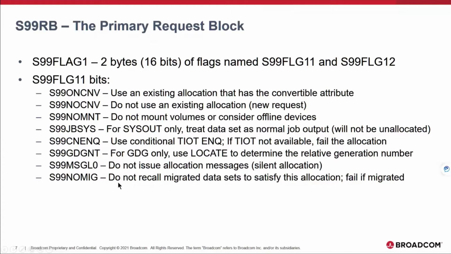And then this last one, which I think we did turn on in the test program, it says if this data set has been archived, I don't want to wait for it to get recalled. So if it's been archived, don't bring it back from archive. Just fail the request.